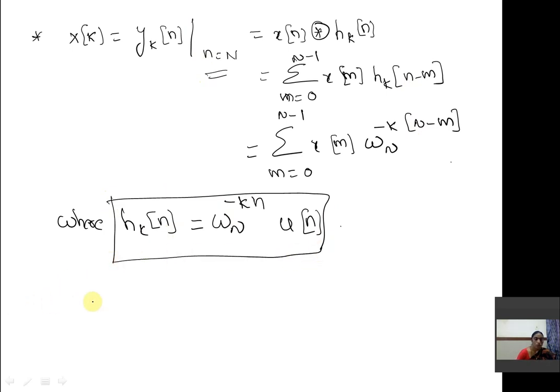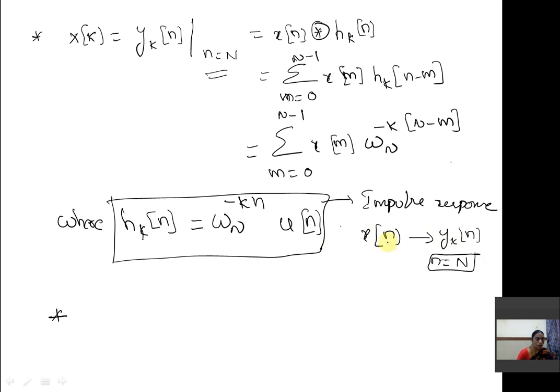Now this is nothing but the impulse response. Here the input is x of n, and the output is y_k of n, where n is equal to capital N. So the x of n length is capital N. That means it is a finite duration input sequence of length capital N. And here the filter is the one that has response h_k of n.